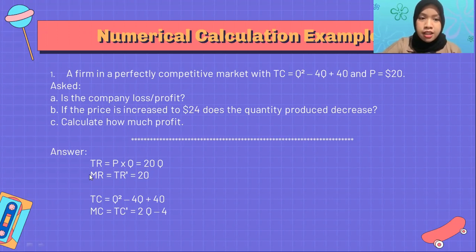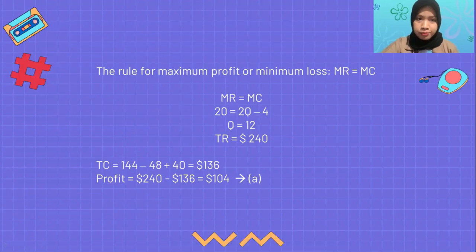The answer: TR is P multiplied by Q, which is 20Q. And MR is the TR derivative, equal to 20. The TC is Q squared minus 4Q plus 40. And MC is the TC derivative, which equals 2Q minus 4.